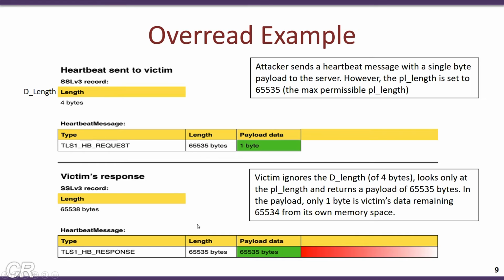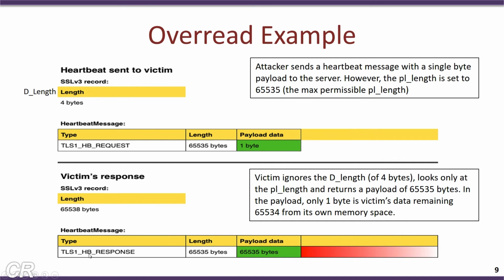Thus, what it's going to do is copy the payload which is present over here, that is the 1 byte of payload, and also, because the length is specified as 65535 bytes, it will also copy all the adjacent bytes that are present in its memory. Thus the response from the victim would look this way.